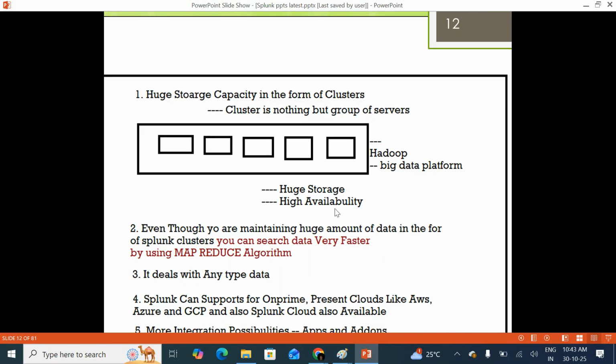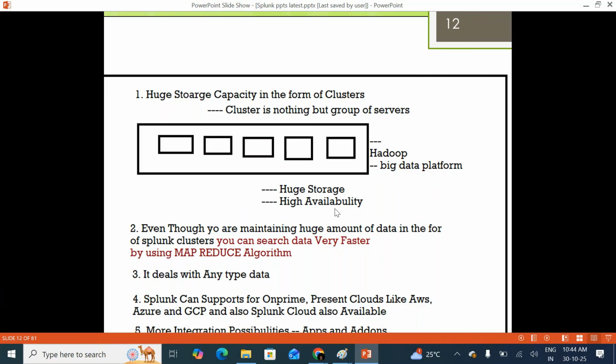All three possibilities are there. In today's class, the simple points are: first, huge storage capacities in the form of clusters, and second, on-premises, cloud, and native clouds will be supported with Splunk Enterprise software. Whether you understand the class or not, these two points you need to remember. It supports Splunk on-premises, Splunk Cloud, and Splunk with native clouds like AWS, Azure, and GCP.